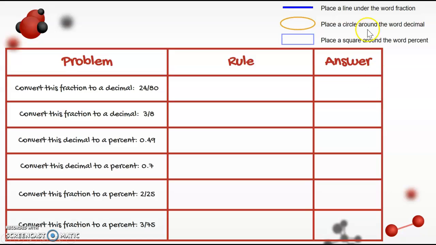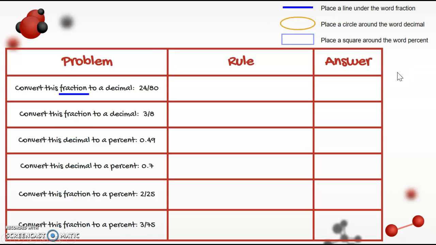All right, so the first thing I want you to do is place a line under the word fraction, circle the word decimal, and place a square around the word percent. That way we know we're getting our answer correct. We're also going to understand what the rule is to convert the fraction to a decimal, or from a decimal to a percent, or from a fraction to a percent. So let's start with number 1.